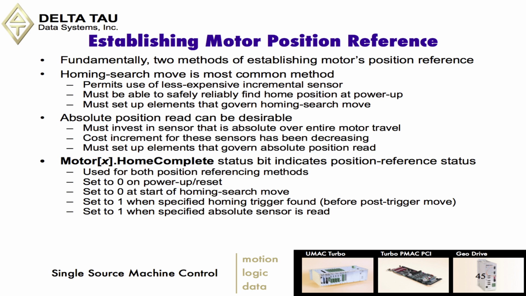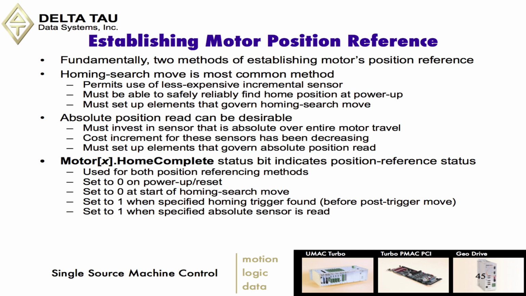Basically, the Motor[x].HomeComplete status bit indicates what the position reference status is, if we have been homed or if we have not been homed. And it's used in both position methods. So it's set to 0 on power up reset because we haven't homed. It's set to 0 at the start of any home search move. And it's set to 1 when the specified trigger is found.